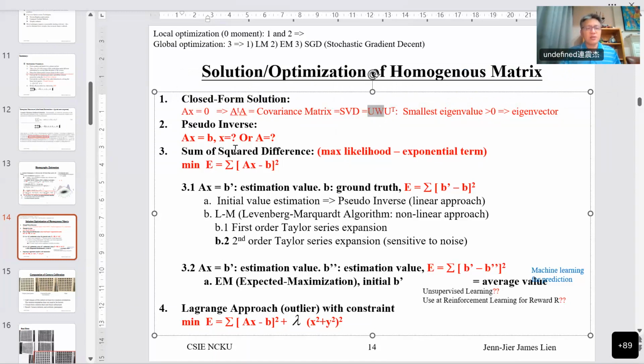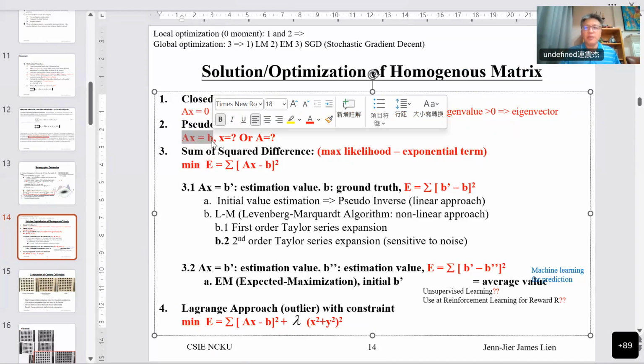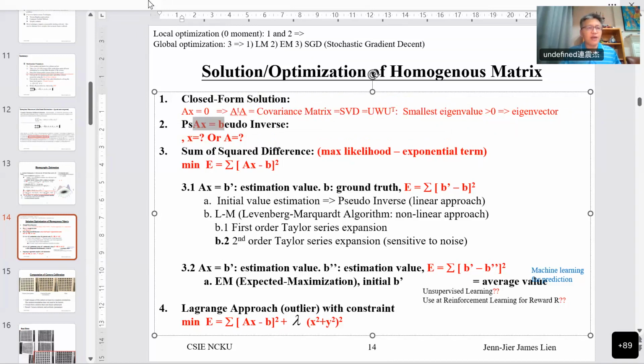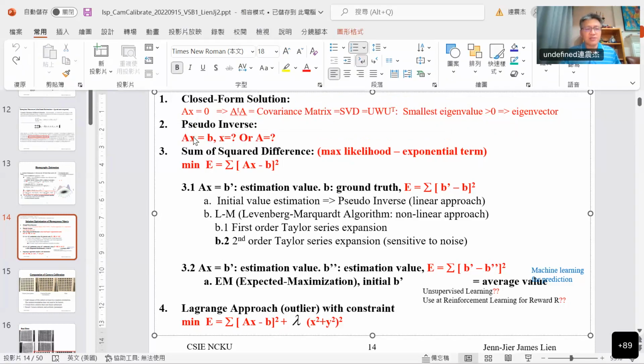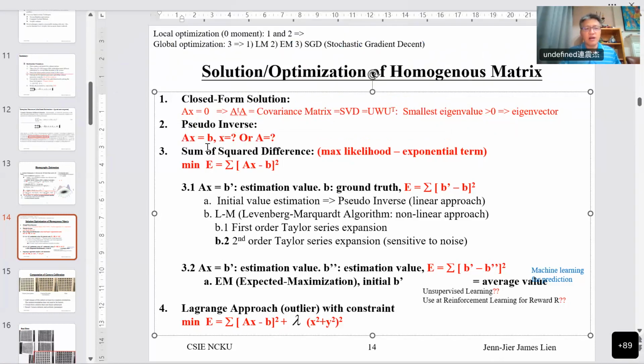Second one: if AX equals b, where b is not equal to 0, how can we solve for A or solve for x? My example is probably not good. I solve for x, so a pseudo inverse is used here.